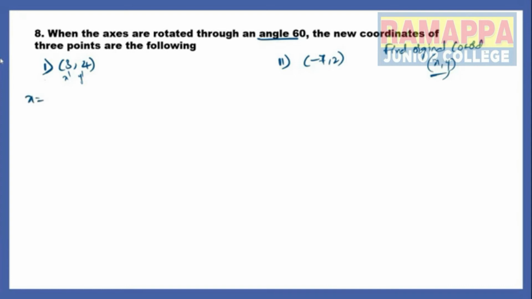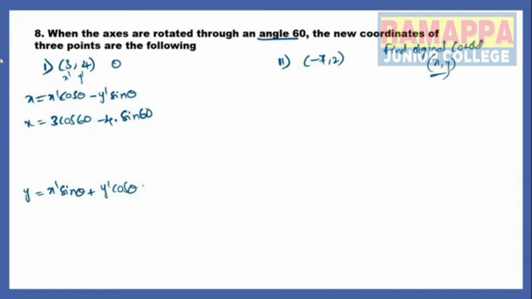So the formula for x, given theta: x is equal to x dash cos theta minus y dash sin theta. And y is equal to x dash sin theta plus y dash cos theta. So in this we have to put the values. So x is equal to 3 cos 60 minus 4 sin 60, where theta is 60 degrees.